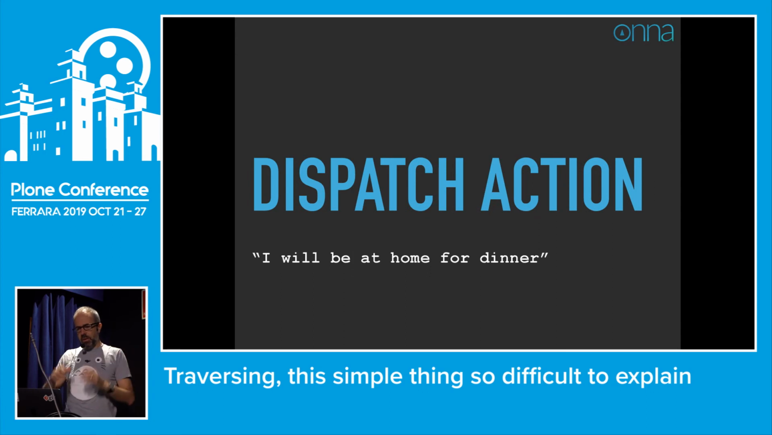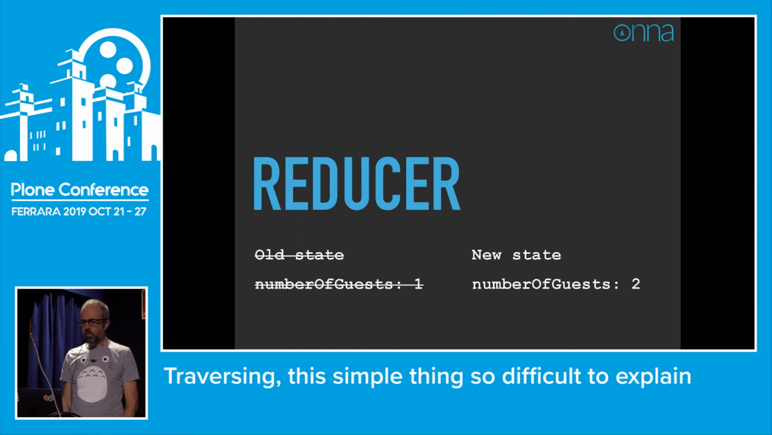So let's go more in detail on how state management works. You dispatch an action. Dispatching an action is like sending an information. So I will be at home for dinner, that's an information. So I send this information. It goes to the state. So sending information is dispatching an action, basically. It's like an event or a signal, if you want to use computer software-related naming.